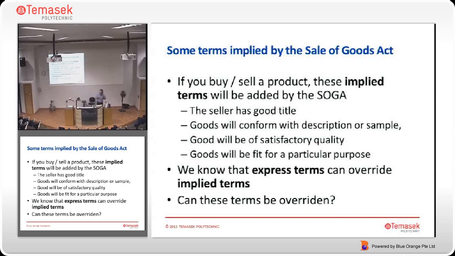Goods will conform with description or sample. If it's a washing machine, what should it be able to do? Wash your clothes. If you cannot wash your clothes, then it does not conform with description or sample, and you can return it. If every time you wash it, it becomes more dirty, obviously you can reject, even though there's no express term. Goods should be of satisfactory quality and fit for a particular purpose. All these are standard implied terms that are implied by the Sale of Goods Act.